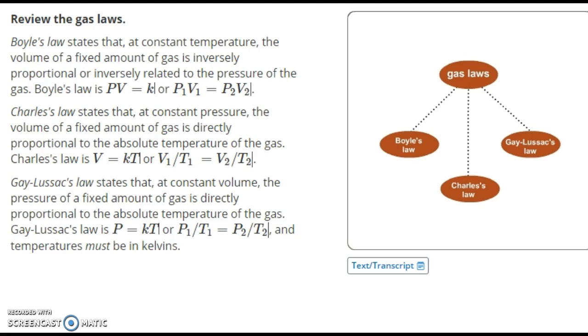Charles' law states that at constant pressure, the volume of a fixed amount of gas is directly proportional to the absolute temperature of the gas. So when the temperature increases, think of a piece of popcorn, what happens? It gets bigger. The volume gets larger as well. And for Gay-Lussac's equation, we know that we have to have constant volume, and the pressure of a fixed amount, the same amount of gas, is directly proportional. So when the temperature goes up, so does the pressure.